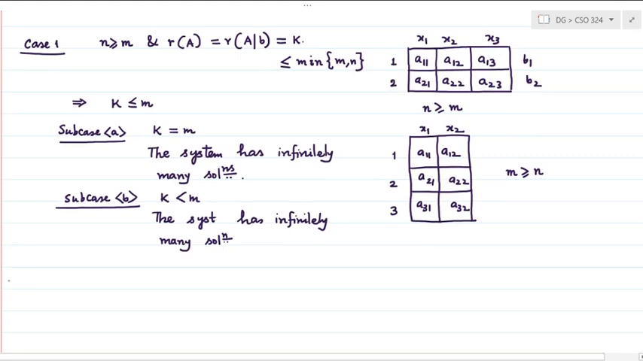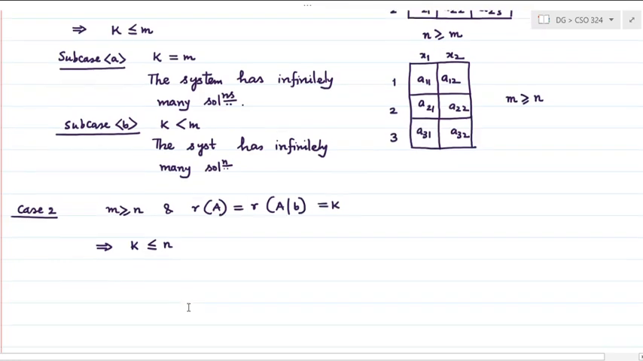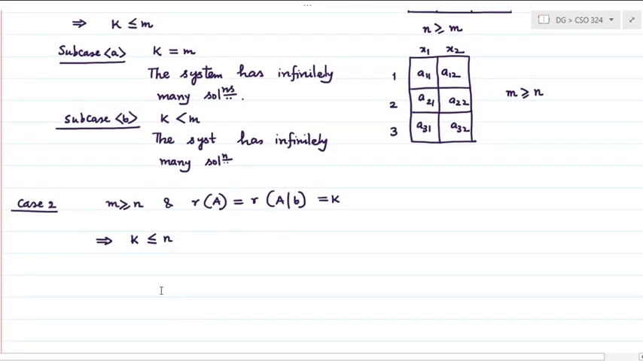The other case is the case of your vertical rectangular system. So case 2 is the case where you have m greater than or equal to n and the rank of A is equal to the rank of the augmented matrix. This is equal to k, and this will then obviously imply k is less than or equal to n. K is less than or equal to the number of variables.